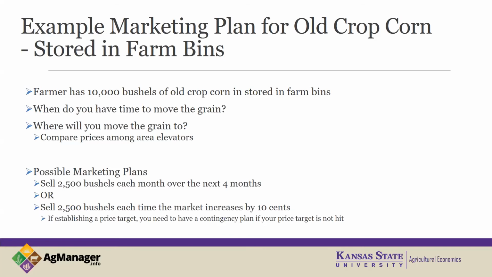All right, so a possible marketing plan here is pretty much the same thing. You're going to sell 2,500 bushels each month over the next 4 months, or maybe you're going to sell a quarter of it, or 2,500 bushels, when that market increases. Knowing that, that little side note down there, whatever your price target is, you need to have some sort of plan if that 10 cent increment does not go up. Maybe it goes up 5 cents, maybe it only goes up 2 cents, then what are you going to do? Are you going to keep it, or are you going to sell it? So that's maybe some other considerations to think about.